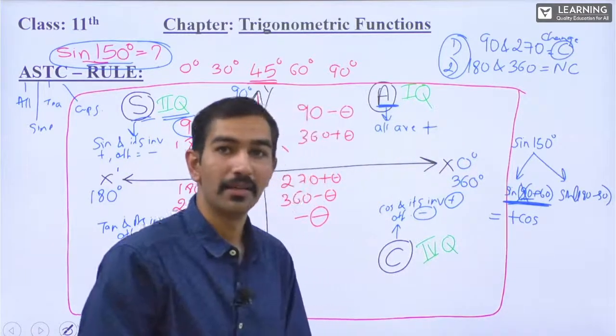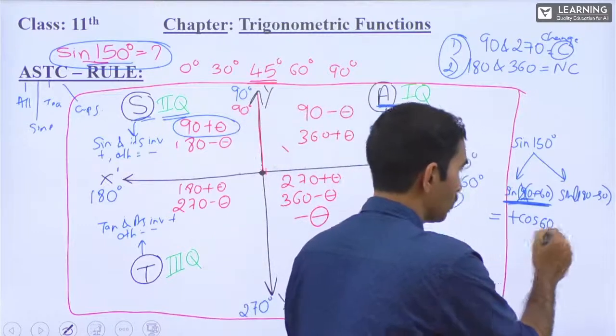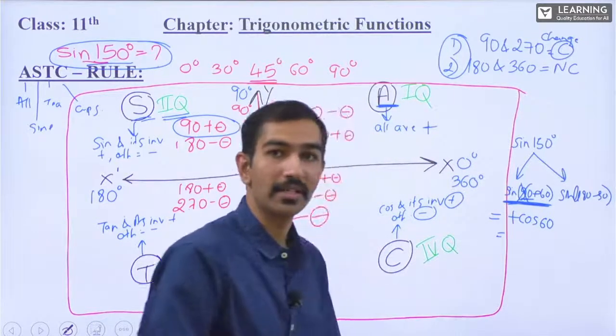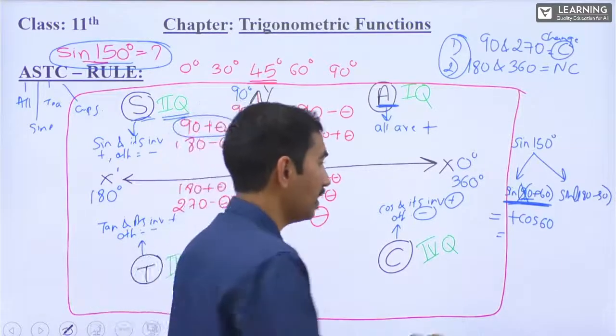90's work is done. What else is remaining now? 60 is remaining. Right, 60. So now do you know the value of cos 60? Yes or no? Yes, it is in the table. What is cos 60, students? 1 by 2.